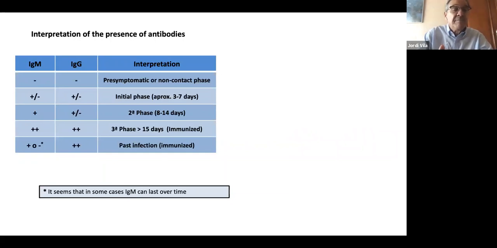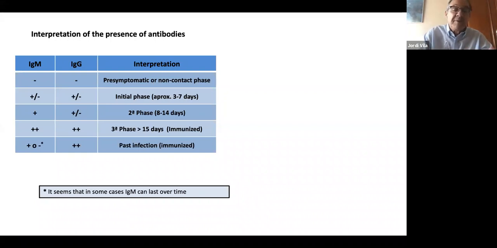if we have a patient that is IgM negative, IgG negative, it is probably a patient in a presymptomatic phase, or in the first days of the symptoms, or it can also be a patient that has not produced antibodies. We'll see later on that there is a small percentage of people that don't produce antibodies. During the initial phase, approximately after 5-6 days, there is a production of IgMs and also IgGs.